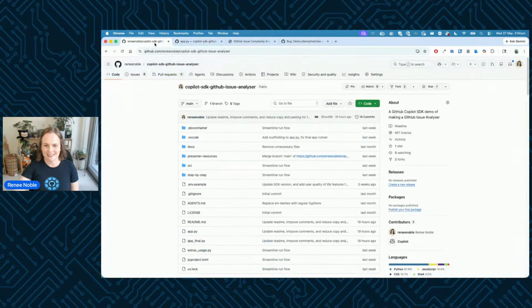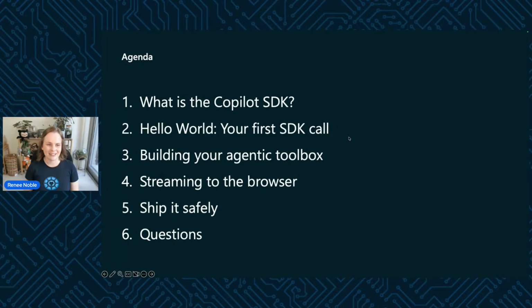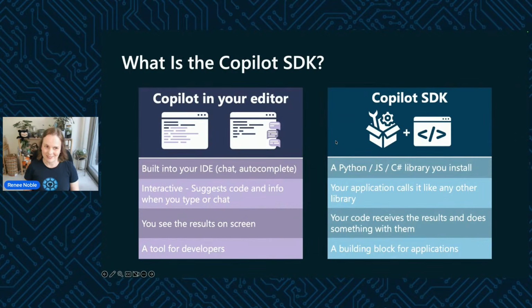So let's take a look at what the SDK is first, before we get into building something with it. We've got a lot of different Copilots in the Microsoft land and in the VS Code and GitHub land as well. So you might be familiar with things like Copilot in your editor. You might have that ghost text autocomplete when you're typing, or you might have the chat open on the right-hand side where you chat, and then it gives you something. You might use agent mode to get it to populate things into your workspace as well. So we've got a few different things you might be familiar with already where you see the results on the screen, and it's really a tool for developers.